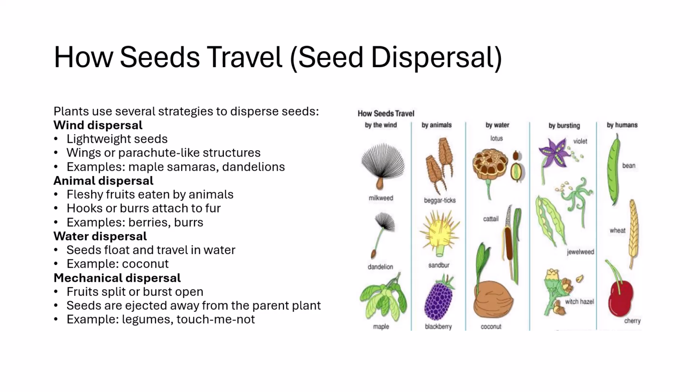Finally, some plants use mechanical dispersal. In these cases, the fruit splits open and may even forcefully eject the seeds away from the parent plant. This occurs in fruits such as legumes and certain explosive seed pods. As we examine different fruits in this lab, think about how their structure might help transport seeds to new environments.